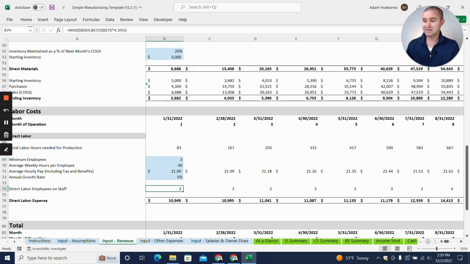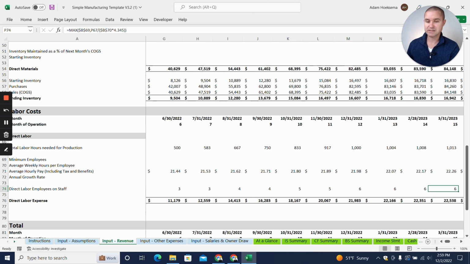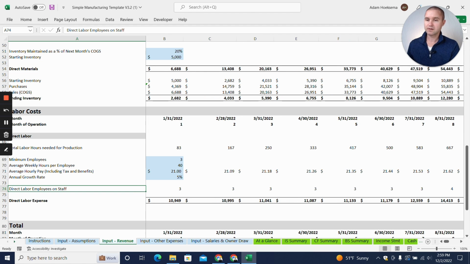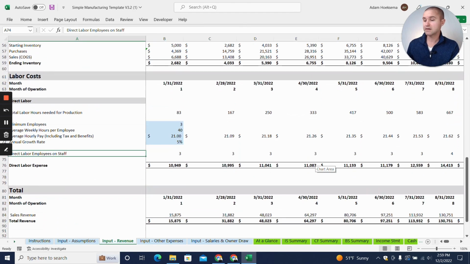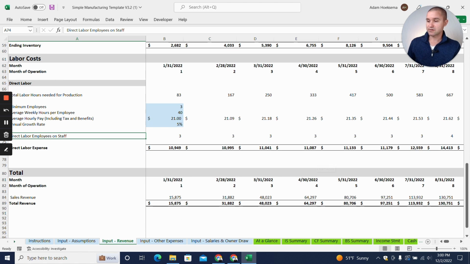Now, what this calculation is going to do, right down here, it says direct labor employees on staff. It's going to say, okay, at a minimum, we need 3, or whatever you entered in this box. So we start out with 3 employees, but you can see here, by month 8, we go to 4, and then 5, and 6, and that is a function of the number of labor minutes required to produce the number of units that you're producing based on these assumptions up here. So it's calculating how many labor minutes you need, and then automatically growing your staffing based on that. All right, so there's your revenue and your cost of goods sold forecast.